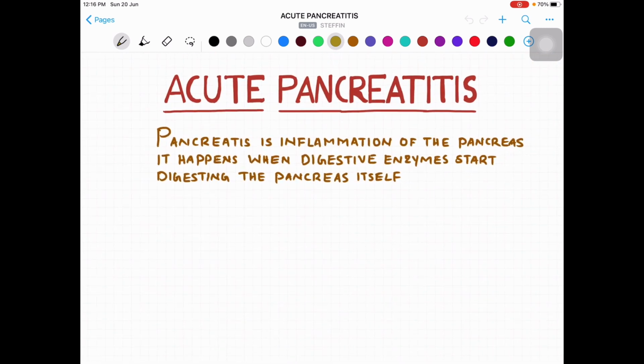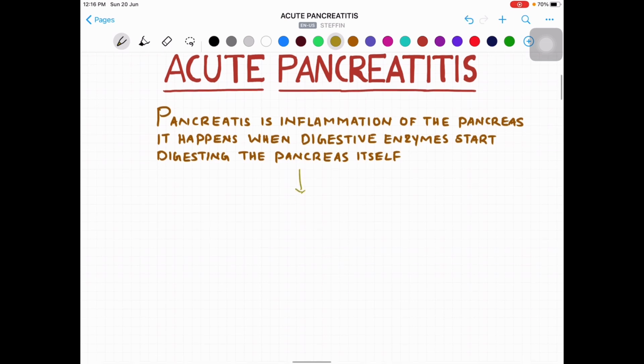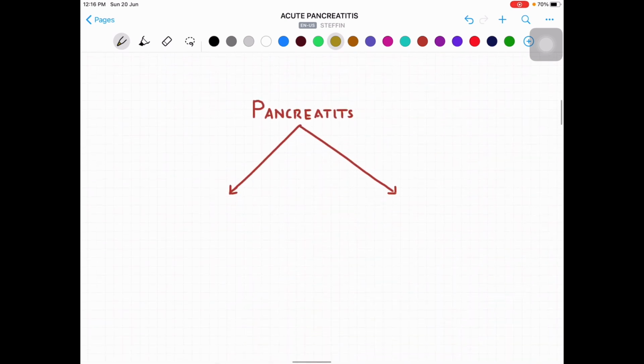Pancreatitis is an inflammation of the pancreas. It happens when the digestive enzymes start digesting the pancreas itself. It's also called autodigestion, and it is a reversible reaction. This pancreatitis can be of two types. They are acute and chronic.